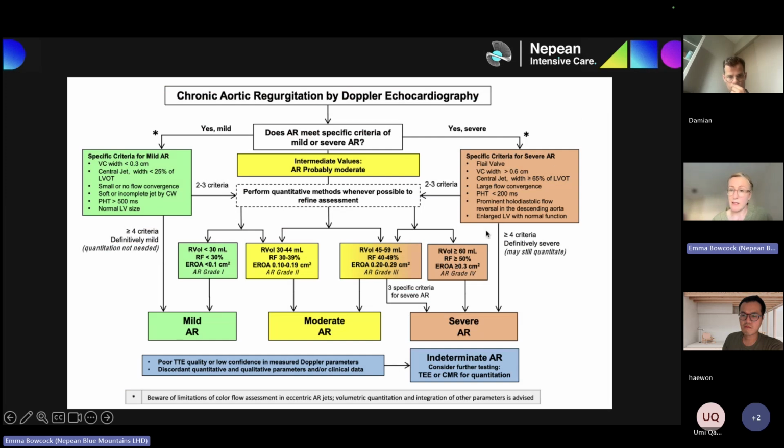So we've talked about these specific criteria for severe AR, and if you've got more than 4 of these, then you're probably thinking it's likely to be severe. So all the things that we've just talked about, right? I'll not go over it again. But if you've got a few of them and you're still not quite sure, then we should be coming down and doing these quantitative techniques. And you can look at this in more detail in your own time.